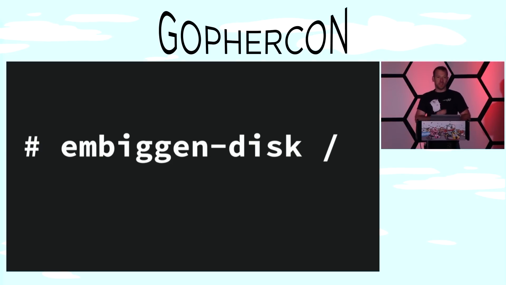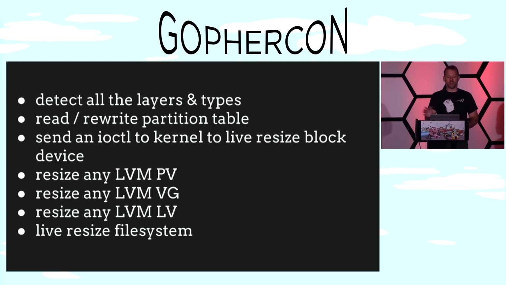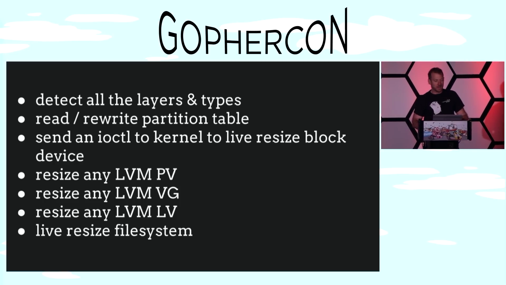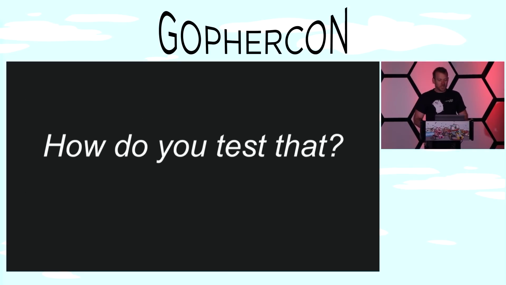So I wanted to just say embiggen disk and do all that: rewrite the partition tables and the ioctls to the kernel to resize it. And the problem is there's not a great tool to do this. There's lots of Stack Overflow snippets that are terrible, and there's tools that don't use ioctls that were added to Linux like 6 years ago. So anyway, how do I test this tool? I have to be better than Stack Overflow.